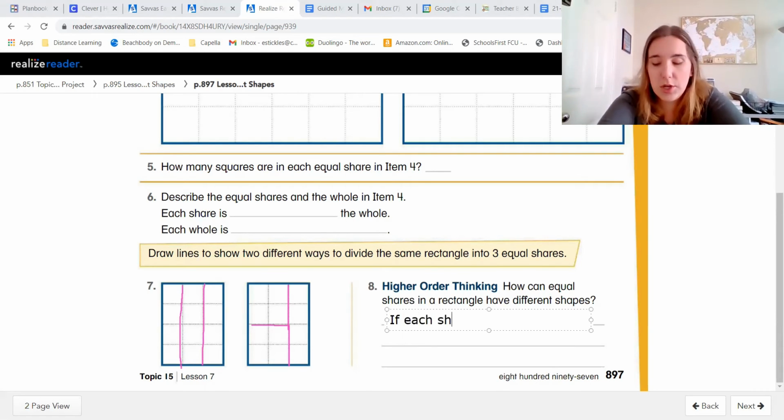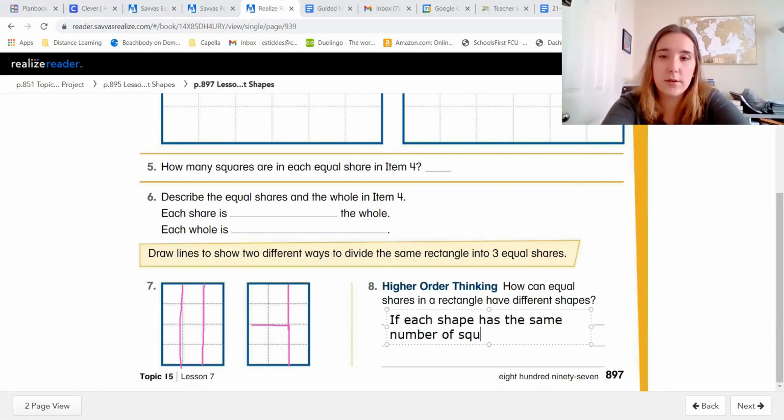So I'm going to say if each shape has the same number of squares, the shares are equal. Okay? So even though they're different shapes, as long as they still have the same number of squares inside, they're going to be equal shares. We're going to turn the page and do just a couple more problems.